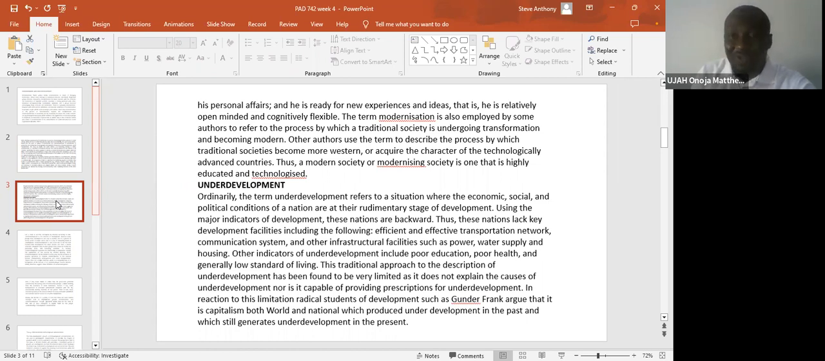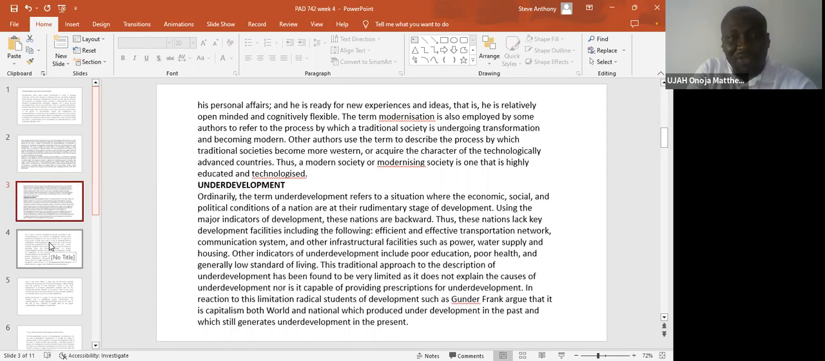So one is saying, therefore, that for a better understanding of underdevelopment, there must be adequate knowledge and guidance of what breeds underdevelopment. In reaction to this limitation, radical students of development, such as Gunder Frank, argue that it is capitalism, both world and national, which produced underdevelopment in the past and which still generates underdevelopment in the present. So from the perspective of Gunder Frank, he holds capitalism and its attendant factors as the cause of underdevelopment of underdeveloped societies.